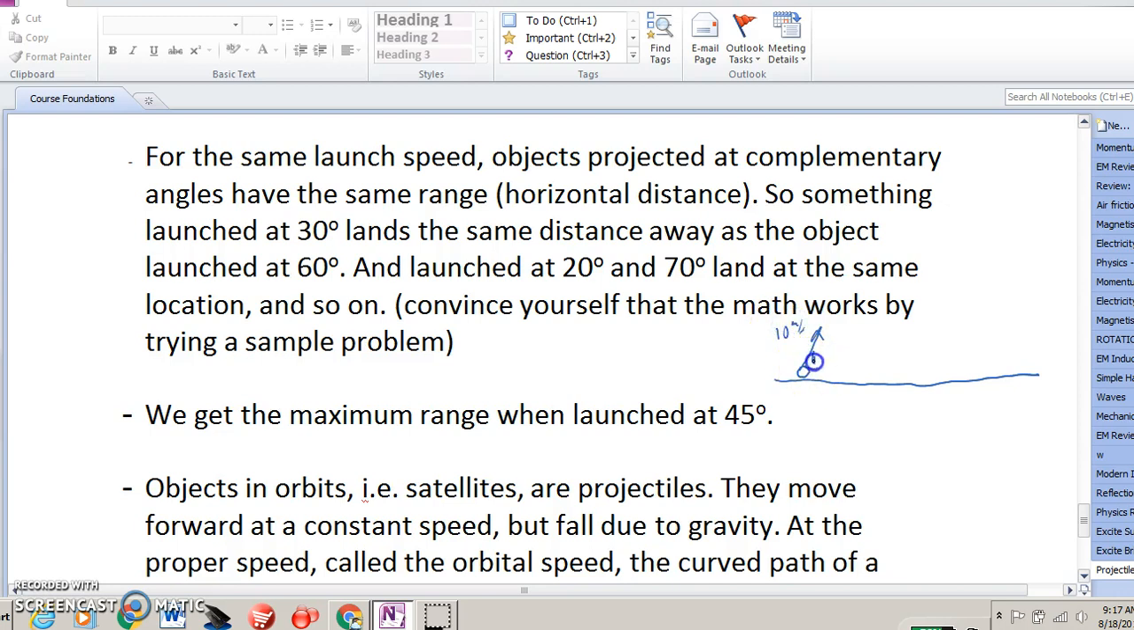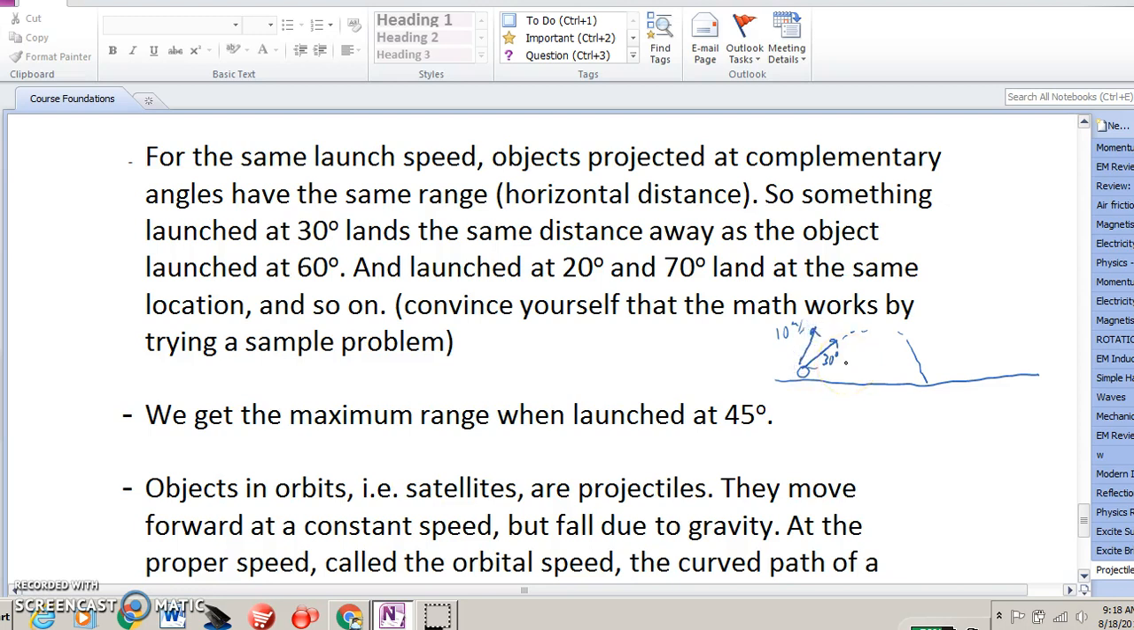If you launched it at 60 degrees, we know it's going to go up and it's going to land somewhere to the right. What's cool about this, though, is that if you were to launch the same thing still at 10 meters per second, but now instead of at 60 degrees, at 30 degrees, more shallow, it's still going to go flying forward and land in the same spot that it did at 60 degrees.